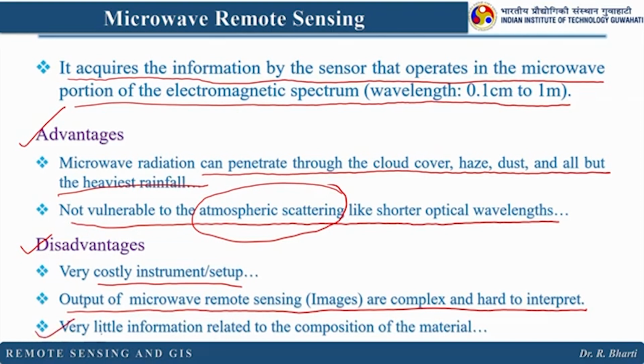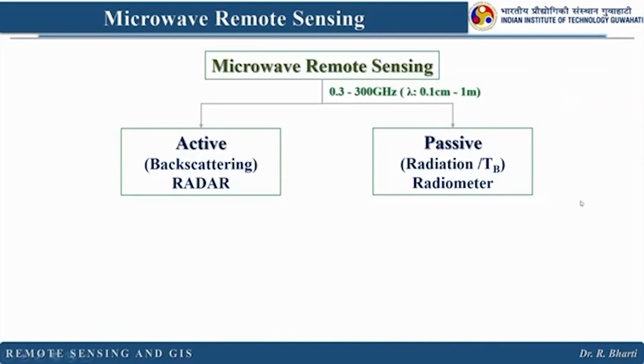The next point is that there is very little information related to the composition of the material, because this gives you more structural information, as it is based on the back scattered energy in the longer wavelength region, and the wavelength region is 0.1 centimeter to 1 meter. Here also we have two types of sensing. The first one is active sensing and the other one is passive sensing. In active we call it back scattering radar, and in passive a radiation or radiometer can be used.